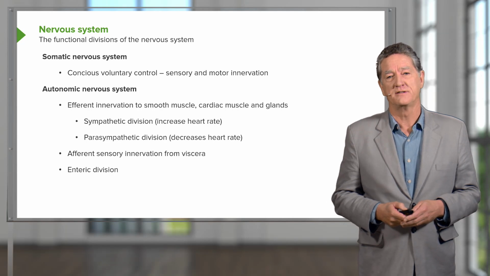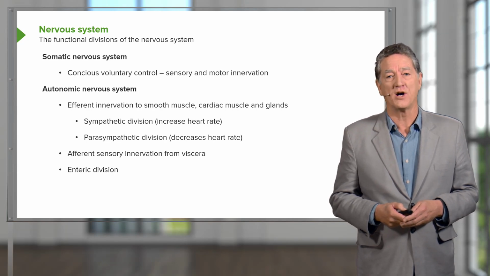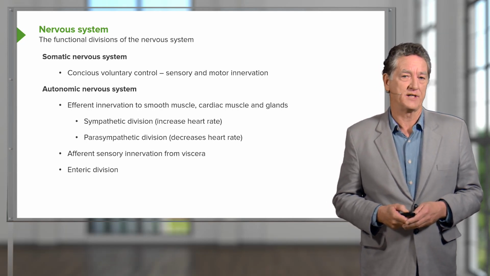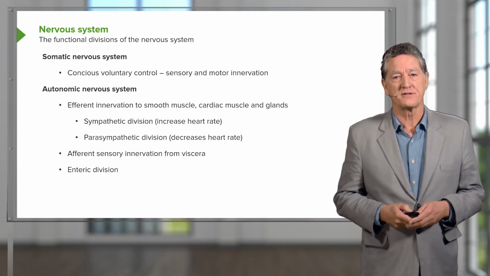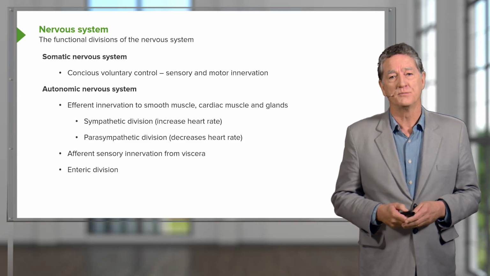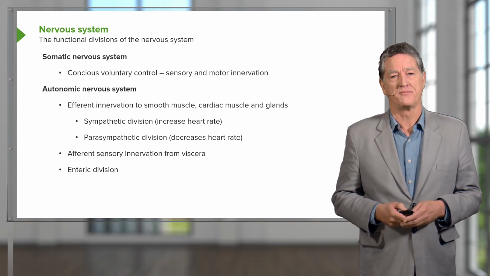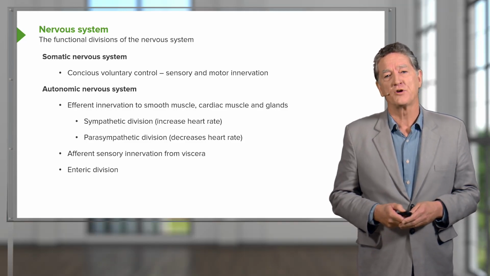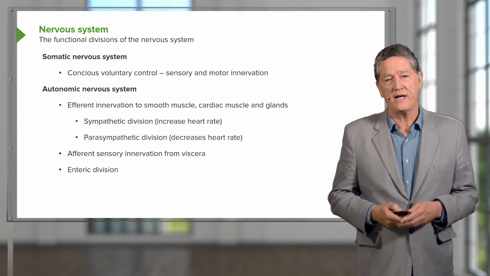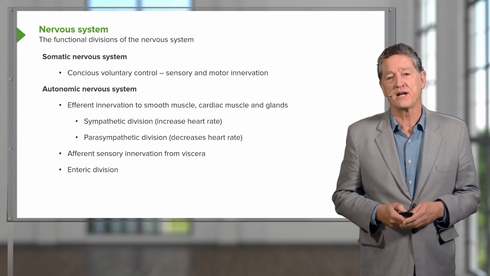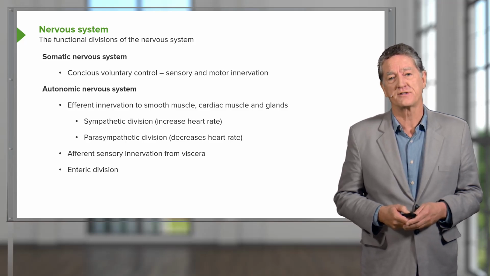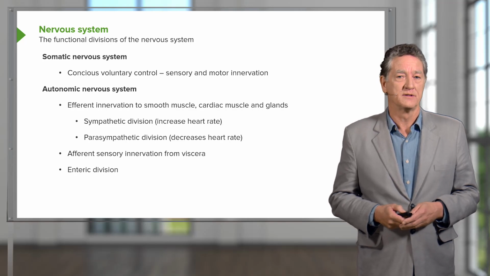They might increase the rate of the heartbeat, or they might decrease the rate of the heartbeat. They might increase contraction of smooth muscle, moving food along the gut, or decrease it. There are also sensory neurons that travel from viscera. By viscera, I refer to the internal organs of the body. We are unaware of that sort of sensory information going to our central nervous system and being interpreted.